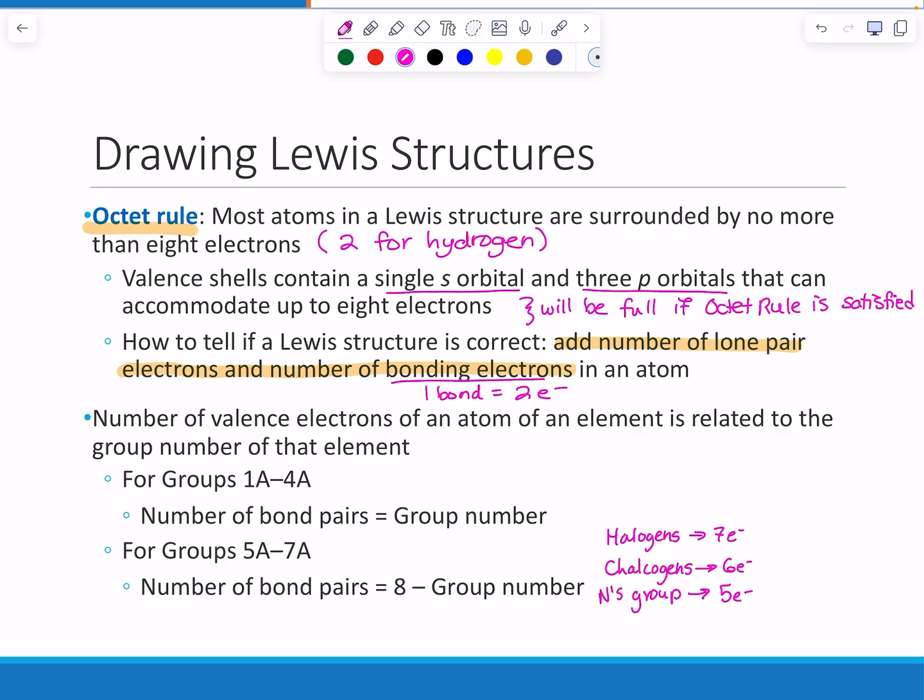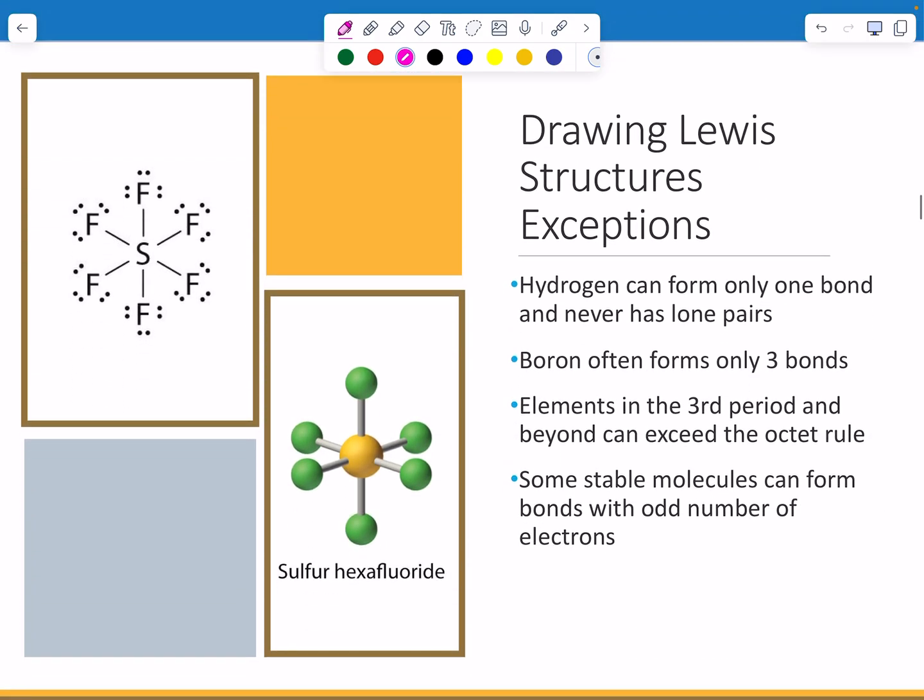Wait a minute. Never mind. This is number of bonds, not number of valence electrons, number of bonding pairs. Sorry. All right. Number of bonds, your group number of bonds, 8 minus your group number. So rather than remembering these little things, just remember, how do I get to 8? That's what's going to be how many bonds you form.